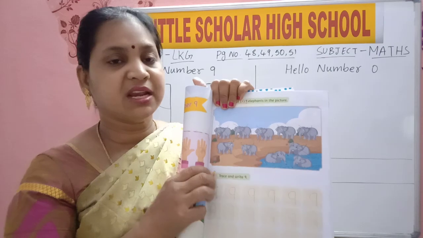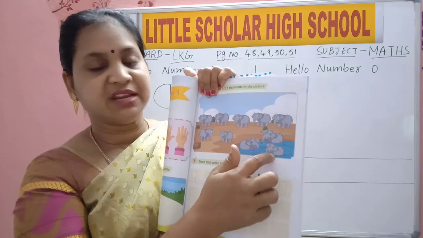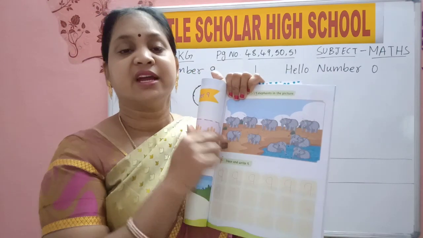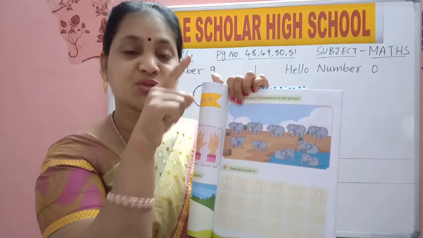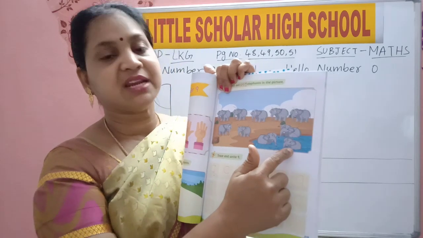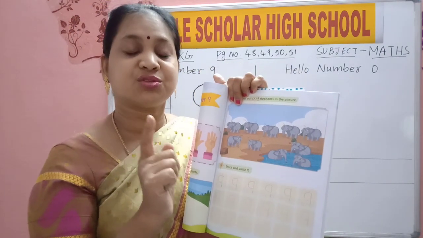Now say how many elephants are left? You did not cross only 1 elephant. Why? Because there are a total of 10 elephants here. They asked us to do only 9. So we crossed 9 elephants and 1 elephant is left. That 1 elephant you will not cross.